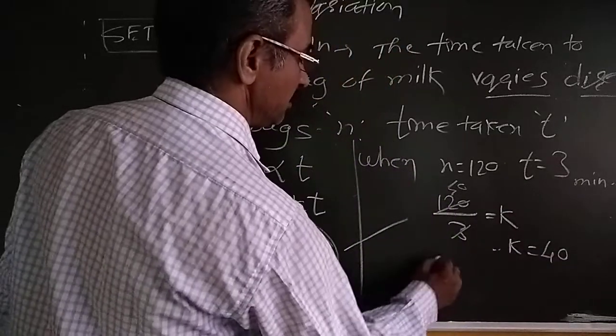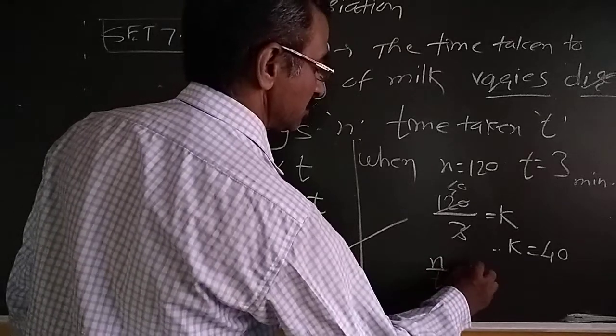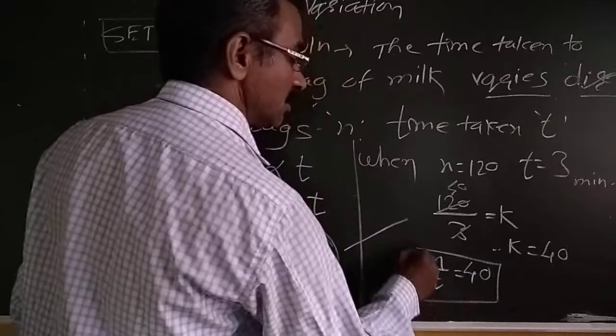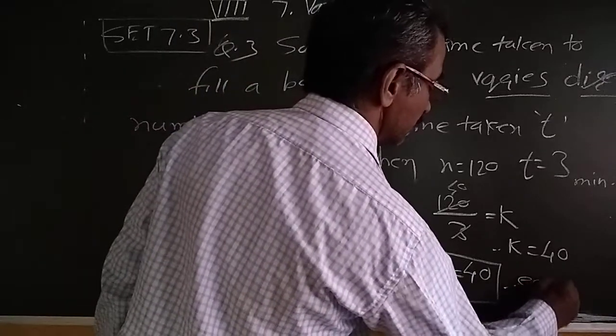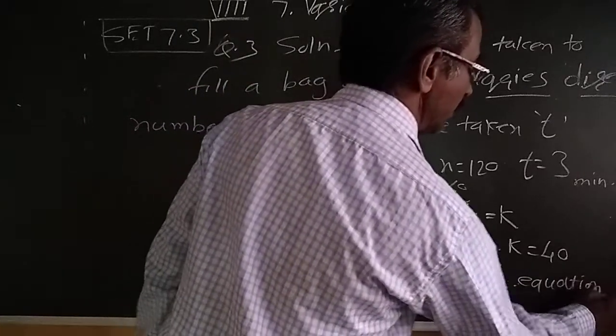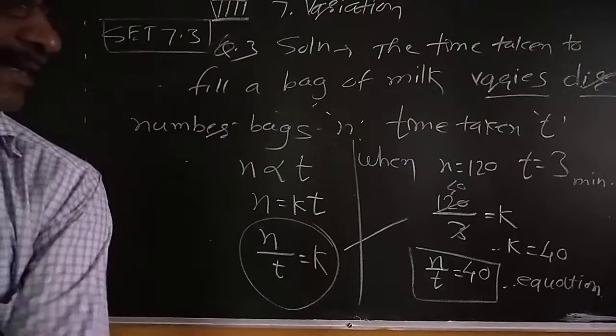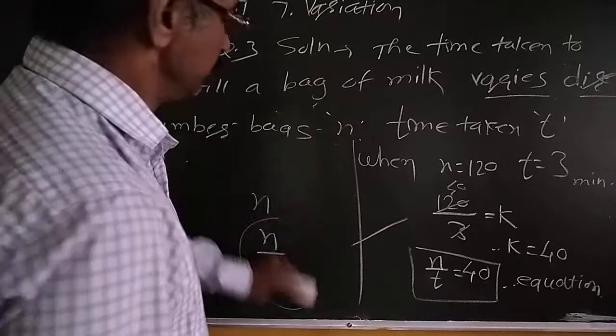So we will get the new equation N upon T is equal to, putting the value of K, 40. That is our new equation. So to find out the other value, we are putting the values in the given equation.